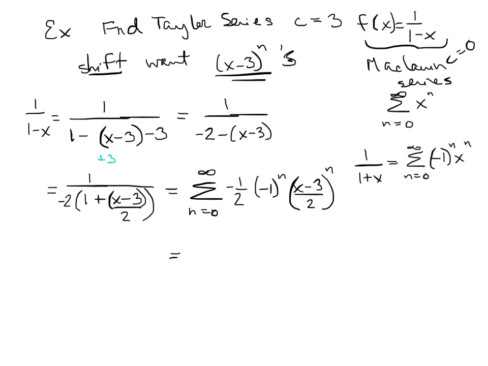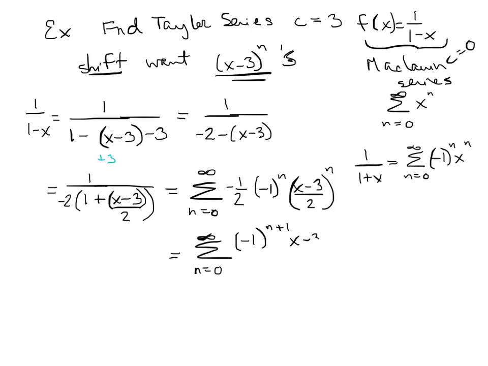And let me gather some like terms together. For instance, I've got a negative 1 out in front and a negative 1 to the n, so that would combine together to give me a negative 1 to the n plus 1.